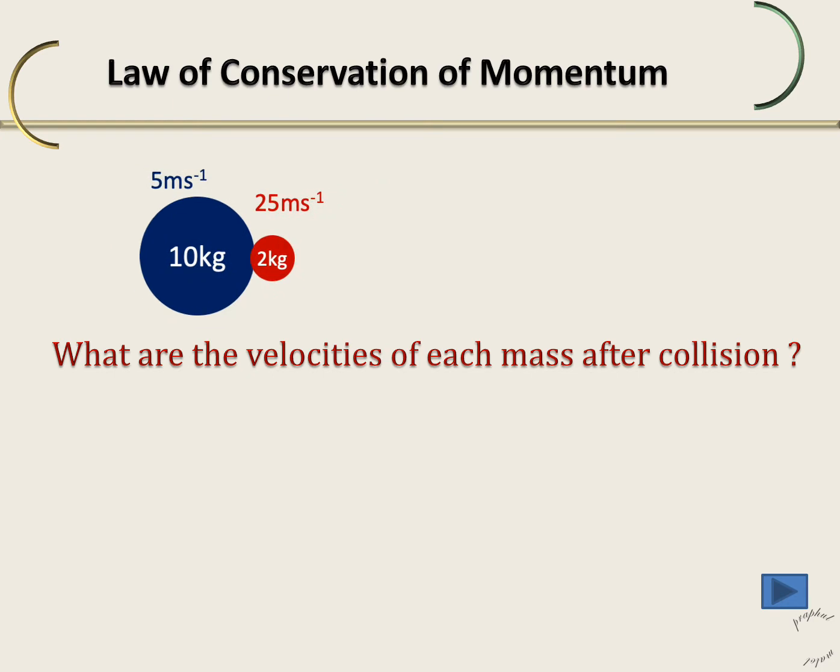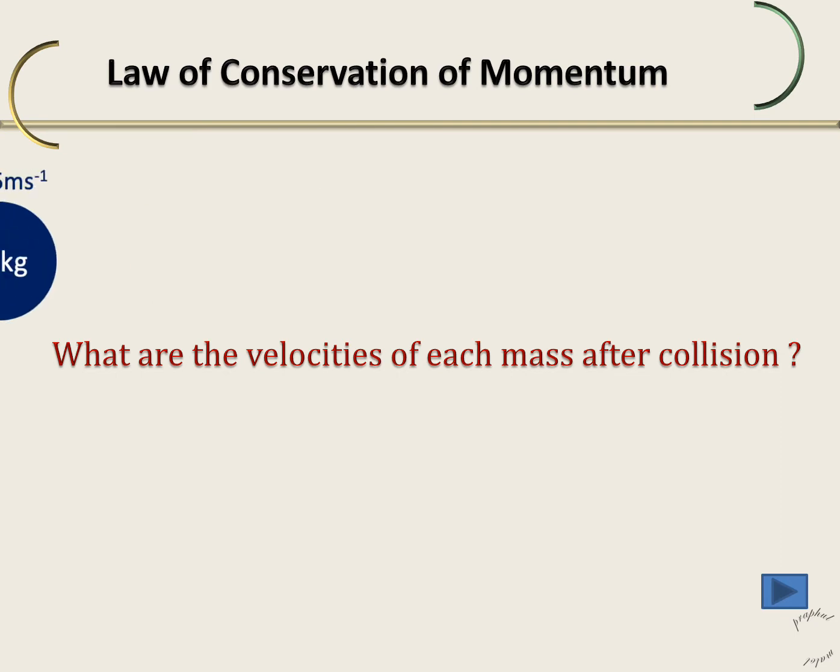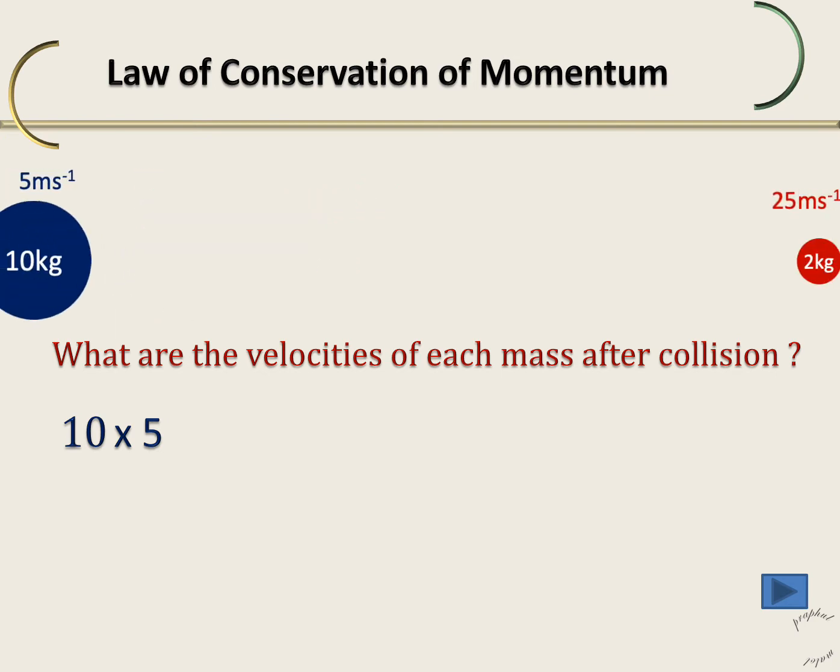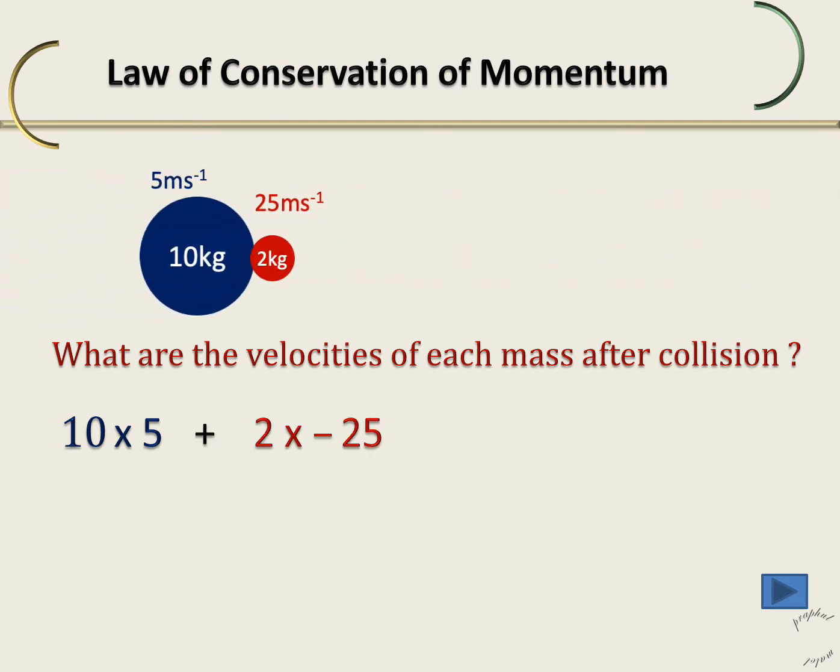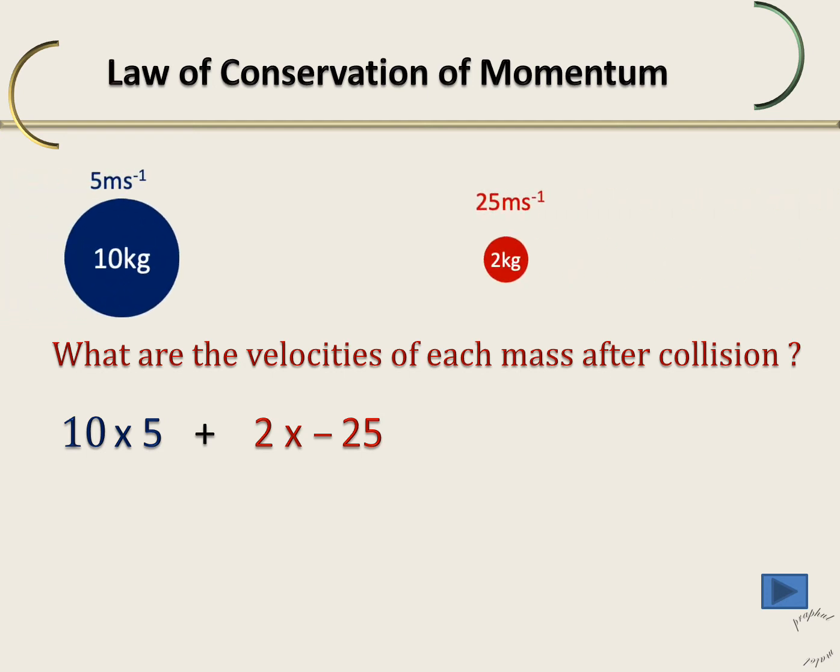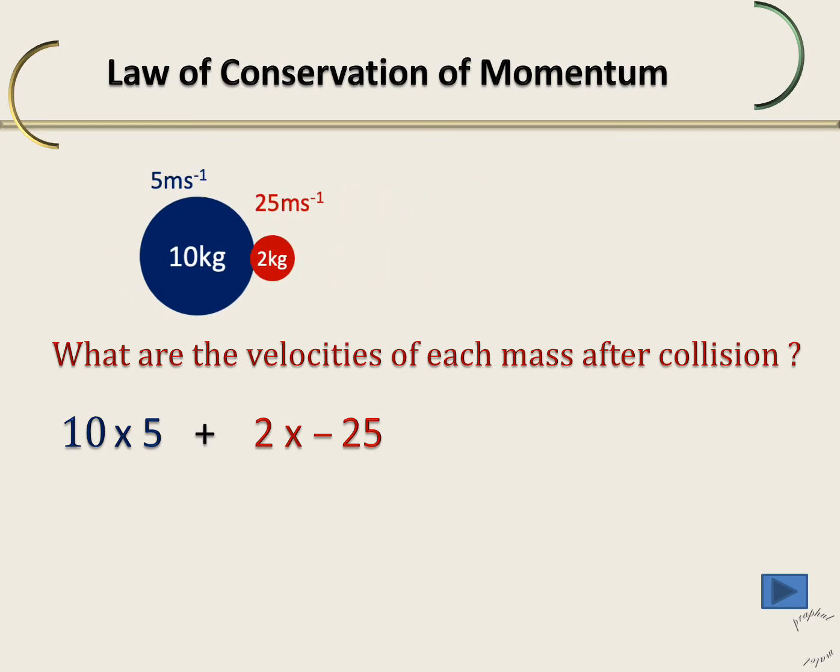Always in such situations, we have to use the law of conservation of momentum. So I am using total before. This is the momentum of the blue sphere and this is the momentum of the red one. You can see I have taken minus 25. Why have I taken minus 25? Because the red one is moving opposite to blue. You could take either one as minus, but I preferred red to be the negative velocity.